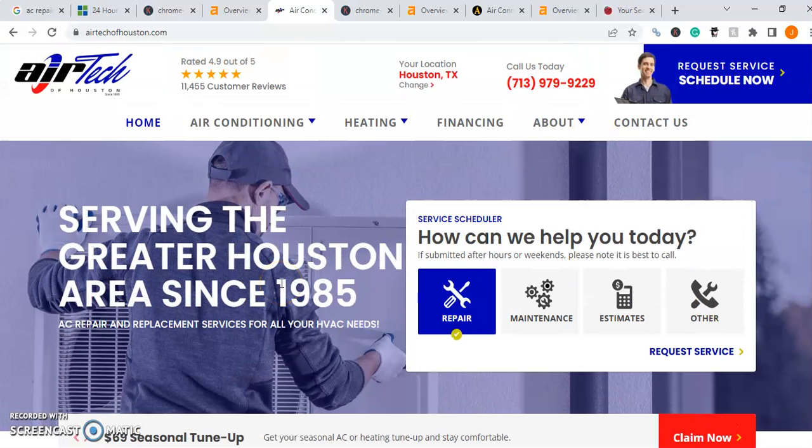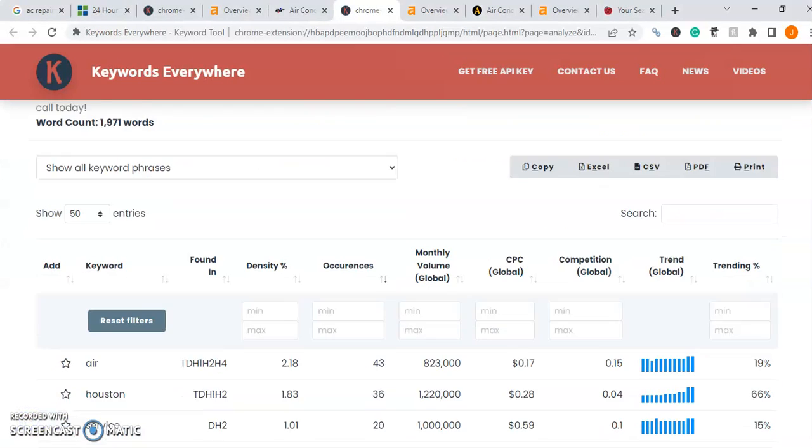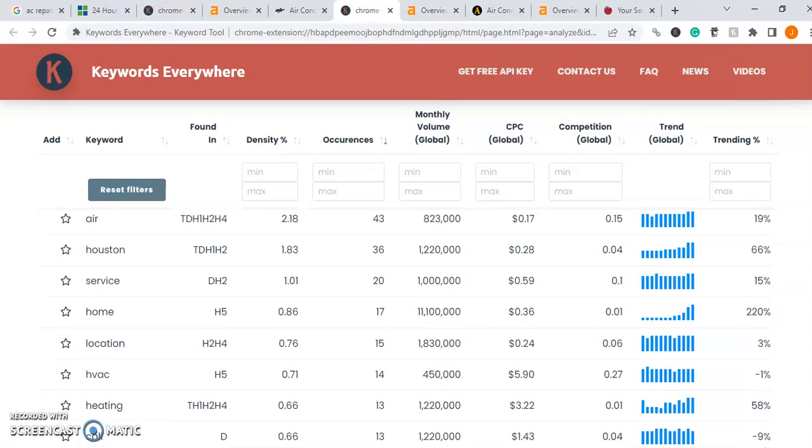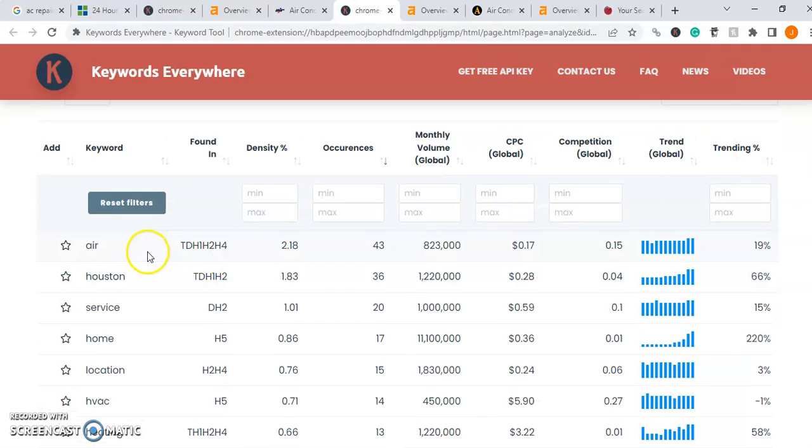But like I said, you can't just rank with content. You need to make sure that it's relevant. So let's take a look at their keywords. Here we are at AirTex of Houston on Keywords Everywhere. And if we scroll down here, we'll see their most used keywords. We have air at number one. Then they put that location-based keyword at number two. Like I said, I recommend it at three. Then we have service, home, location, HVAC. Not fully optimized, but still a good list of industry specific keywords. I would recommend basing some of your keywords off of these suggestions, as well as the suggestions that I gave you to create the strongest keywords list possible.